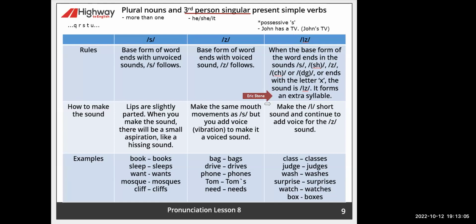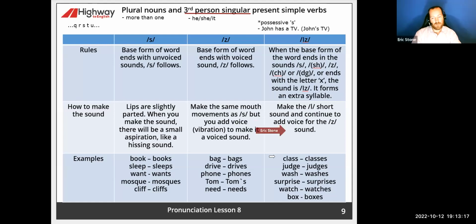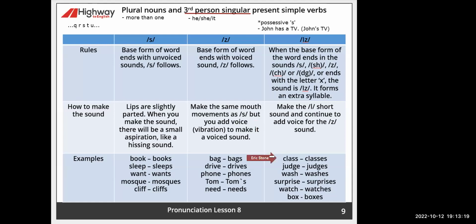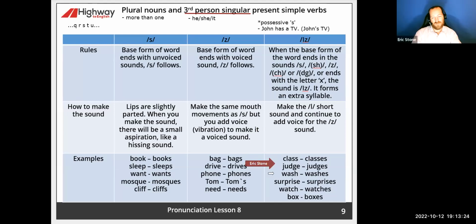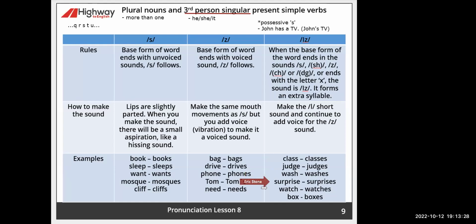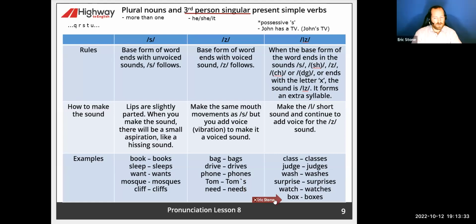Make the short sound, and continue to add the voice for the z sound. Class, classes. Judge, judges. Wash, washes. Surprise, surprises. Watch, watches. Box, boxes. There you go. Good job. So for this one, you're actually going to add an extra syllable.